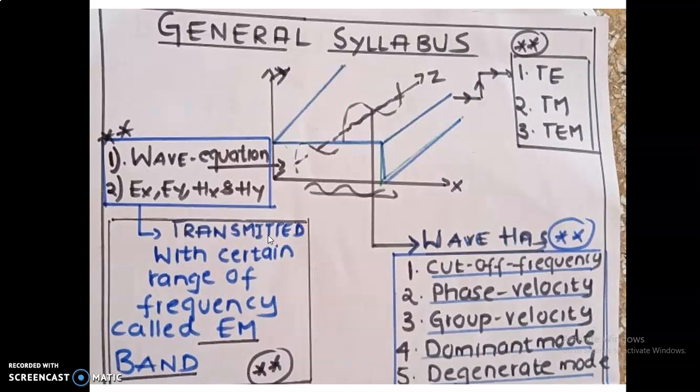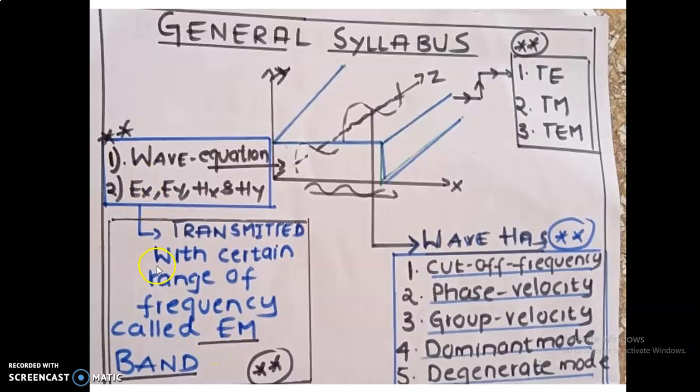Then let us go to the generalized syllabus. Whatever I have written, the 9 topics, I can represent all 9 topics here. If you observe, the first two topics are wave equation, Ex, Ey, Hx, Hy. They have to enter into the rectangular waveguide. Now try to understand, it is transmitted with a certain range of frequency called EM bands. That is the reason we have to start with EM bands also, the first topic.